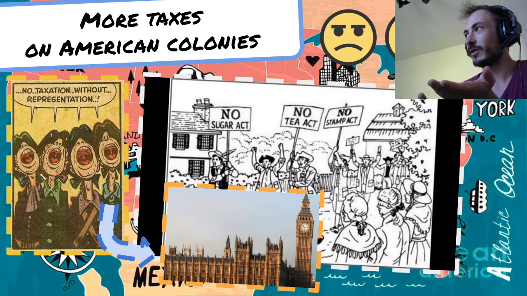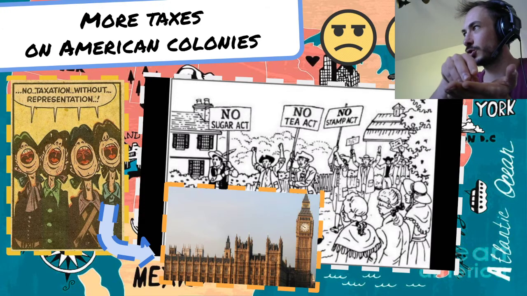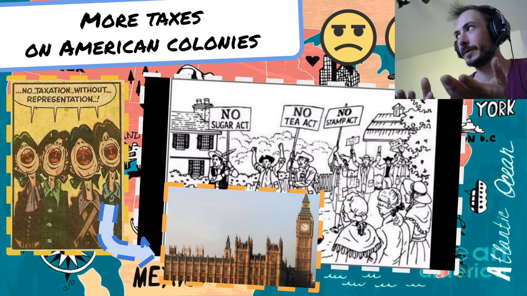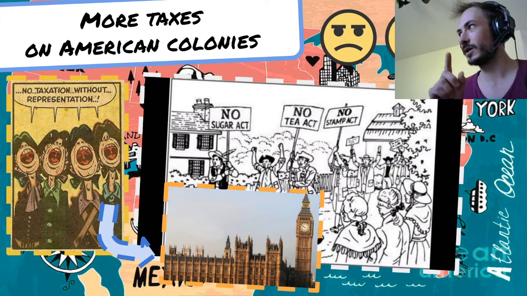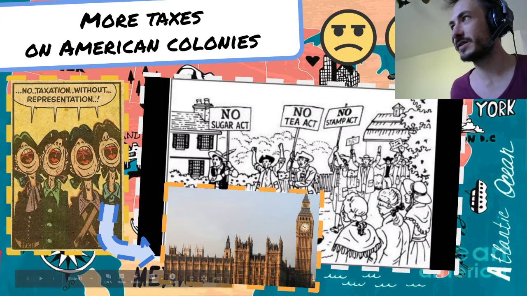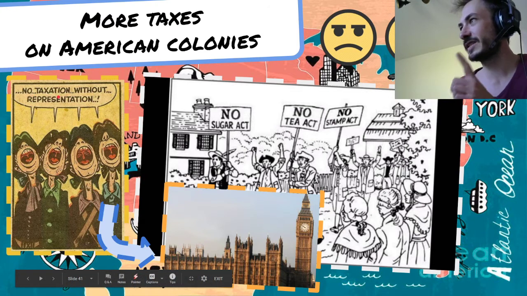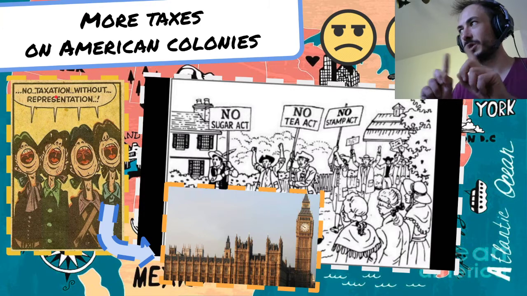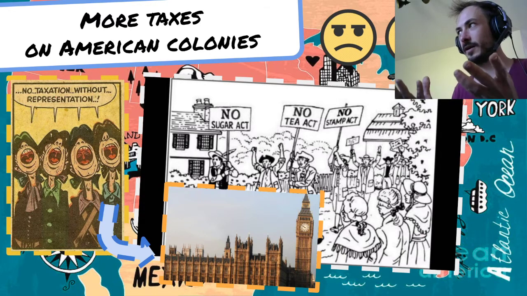Okay, so the British government took the Americans' money, but the Americans had no voice in Parliament. Clear enough? So their slogan, the slogan of the Americans, was this: no taxation without representation. Okay? If we don't have a voice, we don't give money. Is it clear?